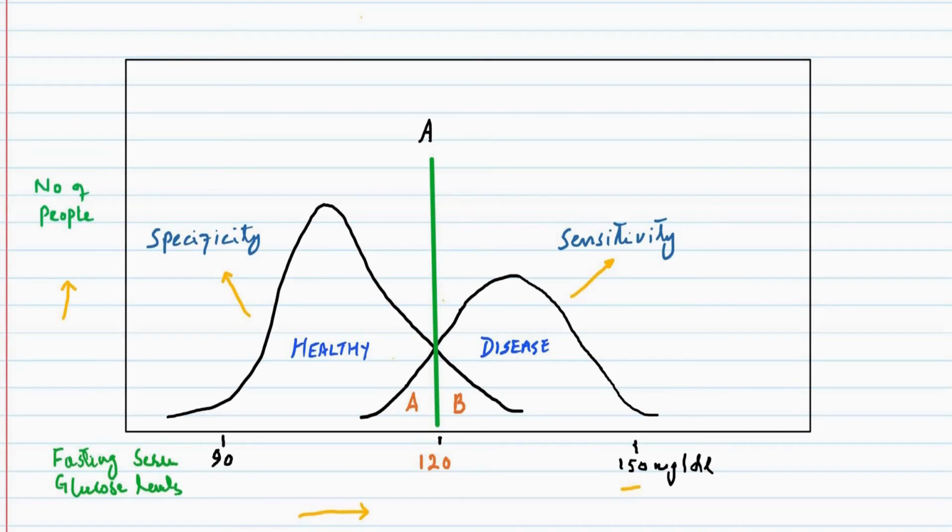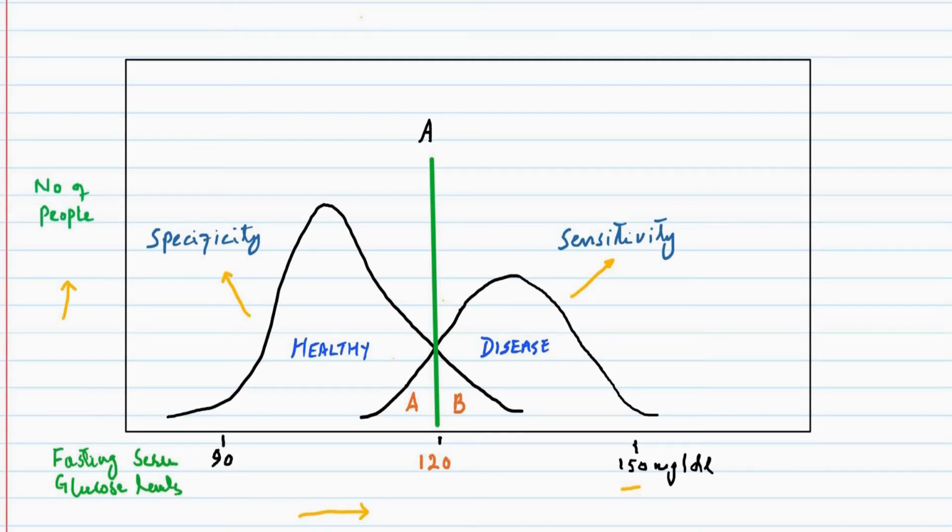We can see that due to the overlapping nature of the graphs of the two populations, it's not possible to set a point which differentiates all healthy people from people who have the disease. In such a situation, we need to decide a threshold point beyond which a person is considered to have the disease, and that results in optimum sensitivity and specificity of the test.